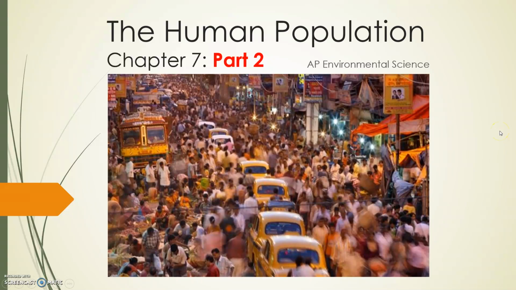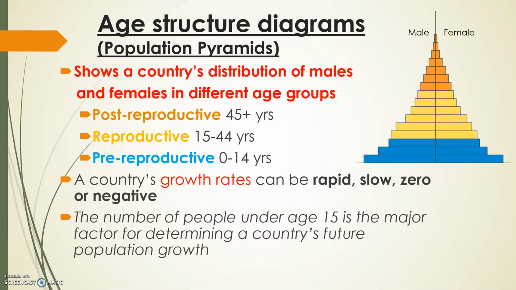All right, let's finish talking about the human population. This is going to finish off your human population Cornell notes. First big thing, age structured diagrams. These are the population pyramids that you worked with in class on the Power of Pyramids assignment.